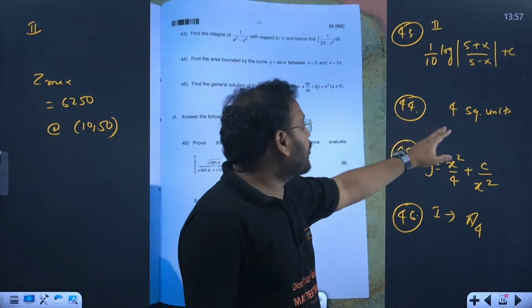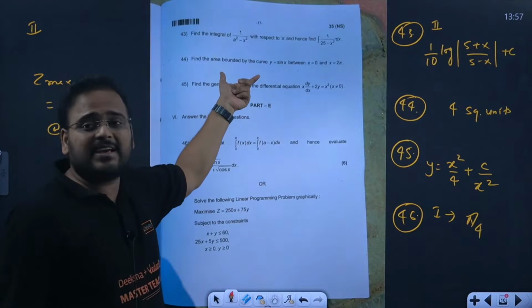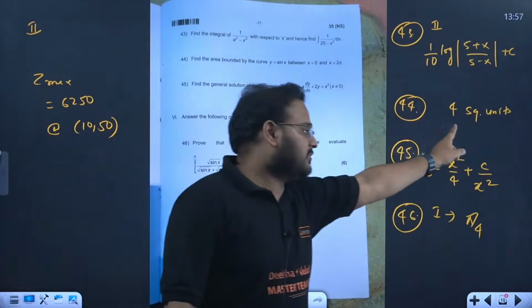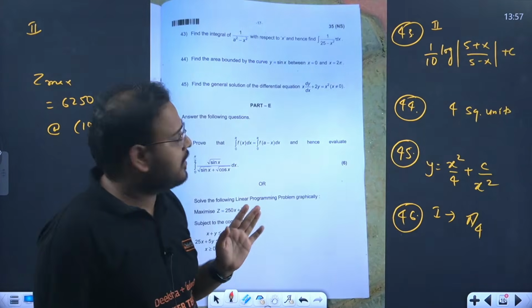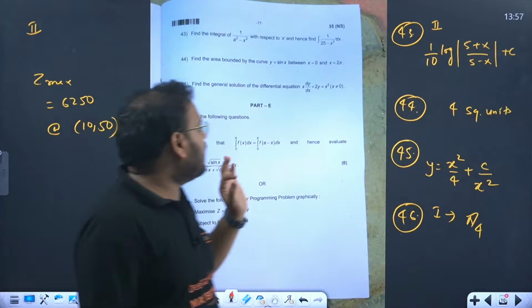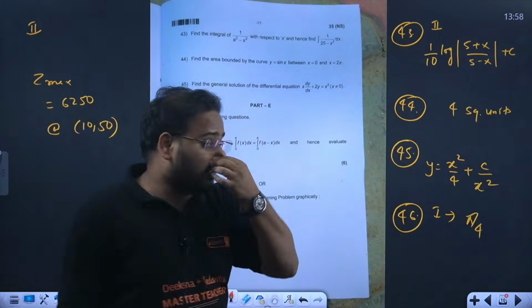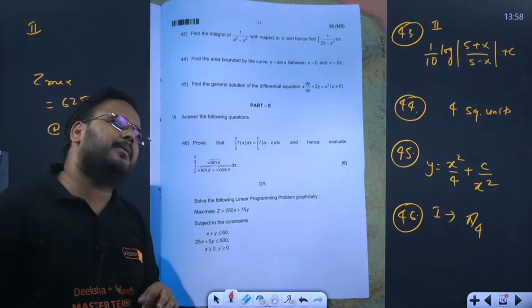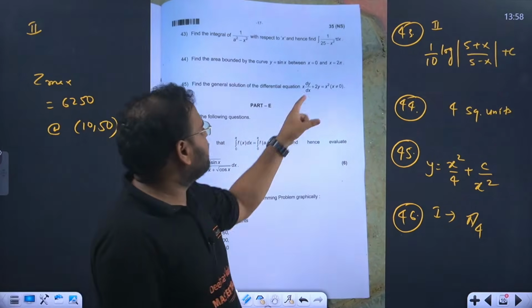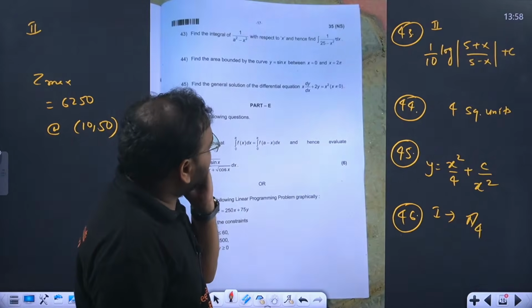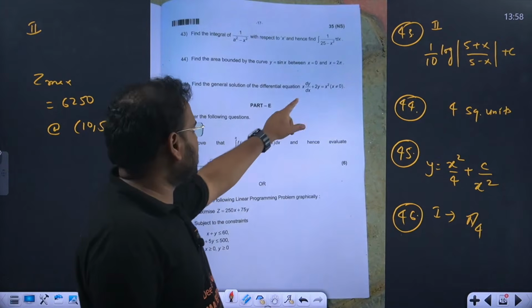Okay. 44, you get the answer for area, it came very easy, directly from the model paper. I have done this question, 4 square units. 45, this is your differential equation. Also, this was very easy. Just write this x on this side. Your integrating factor will be what? x square, I think. Yeah, because this will become x square only, right?